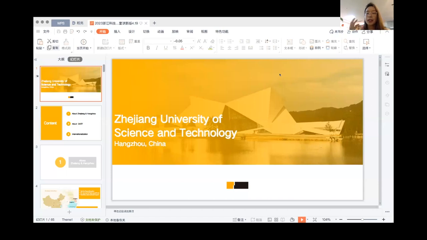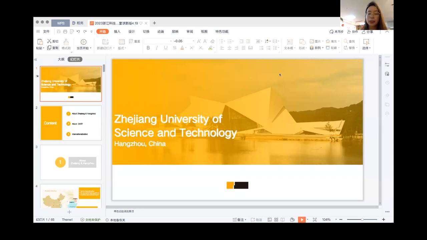First, where are Zhejiang and Hangzhou? It is where our school is located. Zhejiang is the name of the province, while Hangzhou is the capital city of Zhejiang province. So we will start with the location first. Then we will move to the school part, and ZUST is the abbreviation for Zhejiang University of Science and Technology.